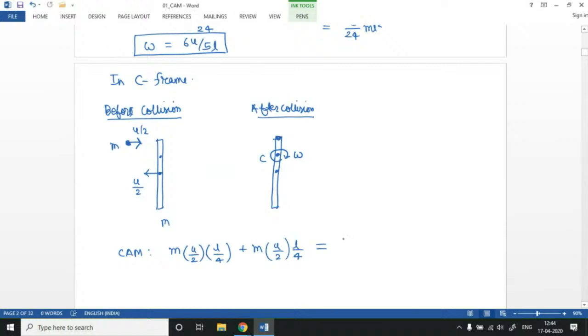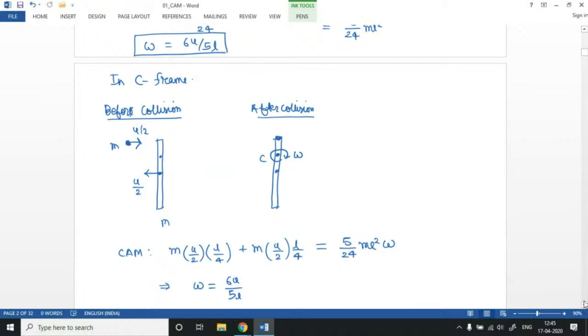So IC we have already calculated. That is 5 by 24 mL square into omega. In fact, we have got the same relationship, and this omega we will be getting as 6u by 5L.